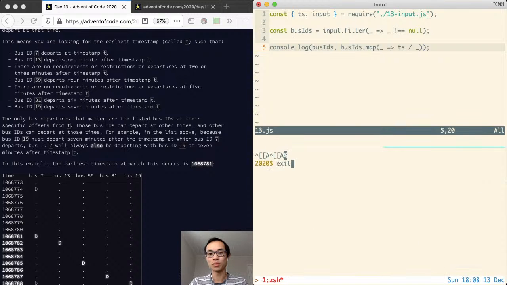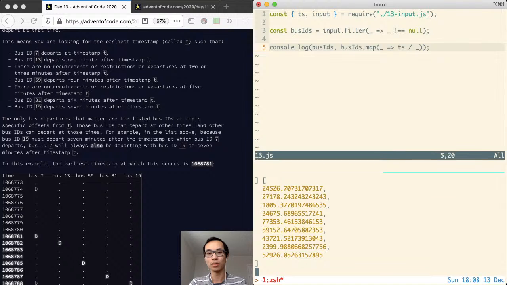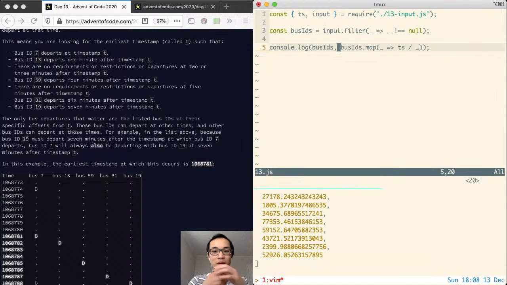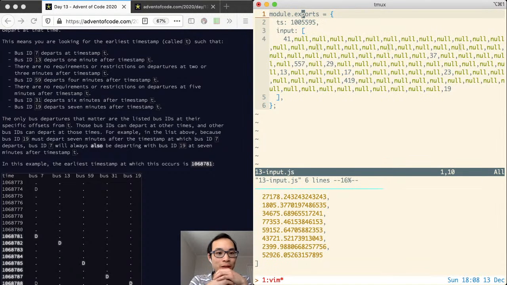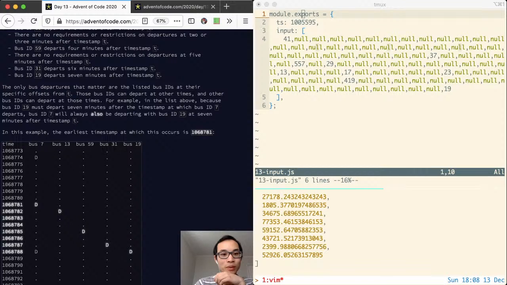That seems quite tricky. I need to look at my input to do this. 13 departs 1 minute after that. There's no requirements on the departure at 2 or 3 minutes after the timestamp, but then the next bus ID must depart the time after. The only bus departures that matter are the listed bus IDs at their specific offsets T.